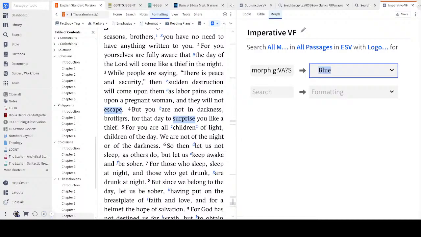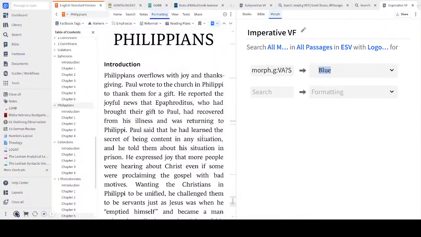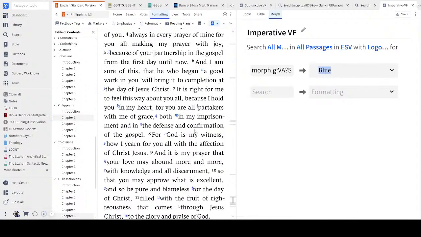Bingo. So let's do something with Philippians, because I'm in the book of Philippians. I haven't done the grammar on this at all, but we're going to go and search. Here we go. So once again, I'm looking for imperatives.